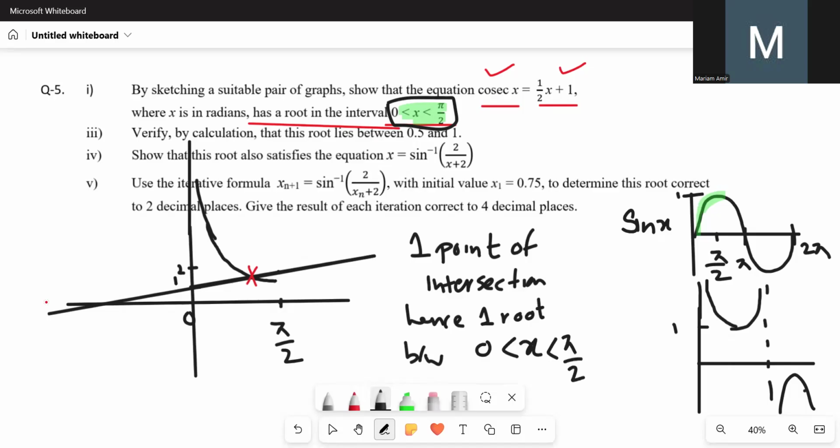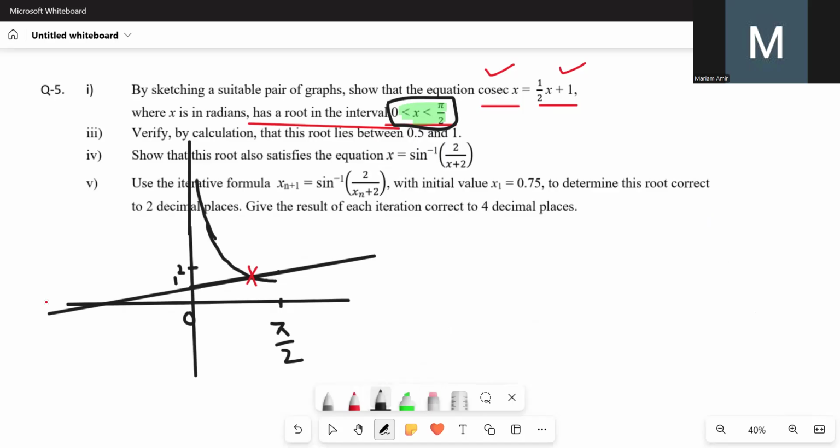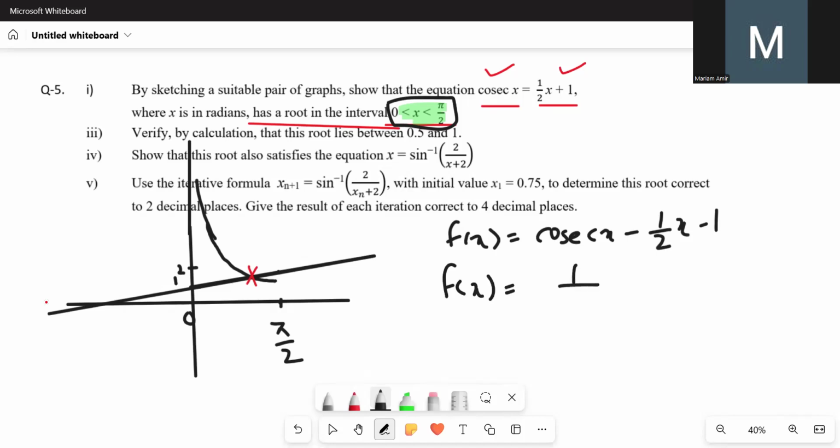Okay, the next part says, verify by calculation that this root lies between 0.5 and 1. So what we do now, we bring everything to the same side: cosecant x minus half x minus 1. So you write f(x) equals cosecant x minus half x minus 1. In fact, we're going to write 1 over sine x because there's no cosecant function in the calculator. And now we're going to enter f(0.5) and f(1) and show that there's a change of sign.